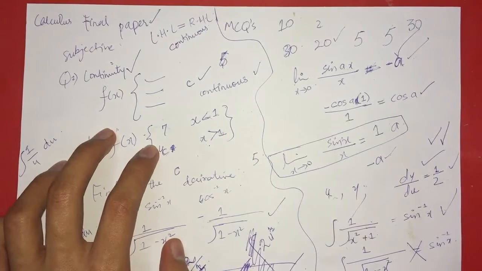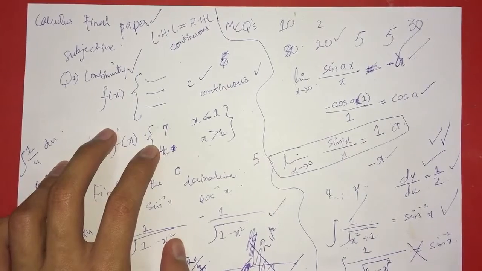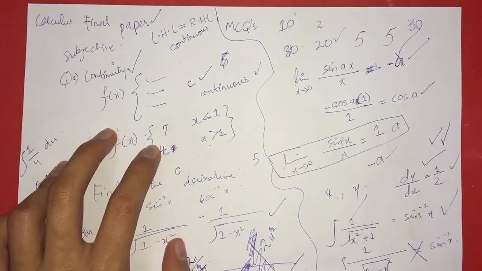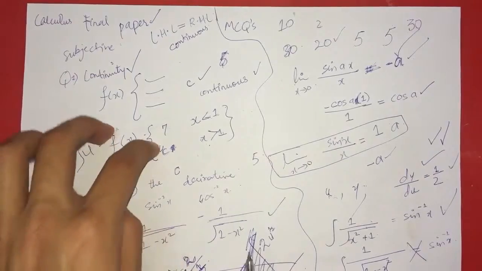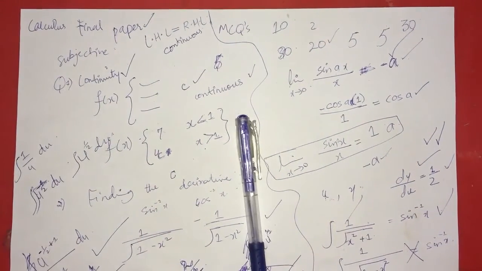So we have 2 under root u, and we also had 1 by 4 before, so we multiply by 1 by 4. So 1 by 4 into 2 under root u. This implies 2 by 4 is 1 by 2 under root u. You substitute back the value of u, and there you have it. You will find the answer to the question.